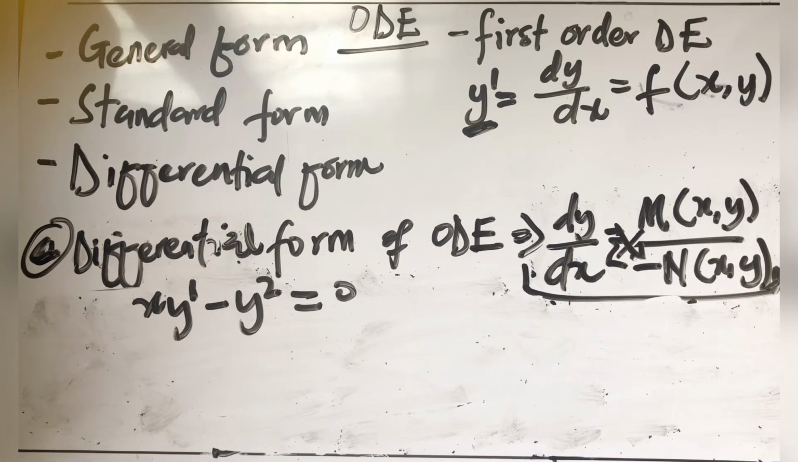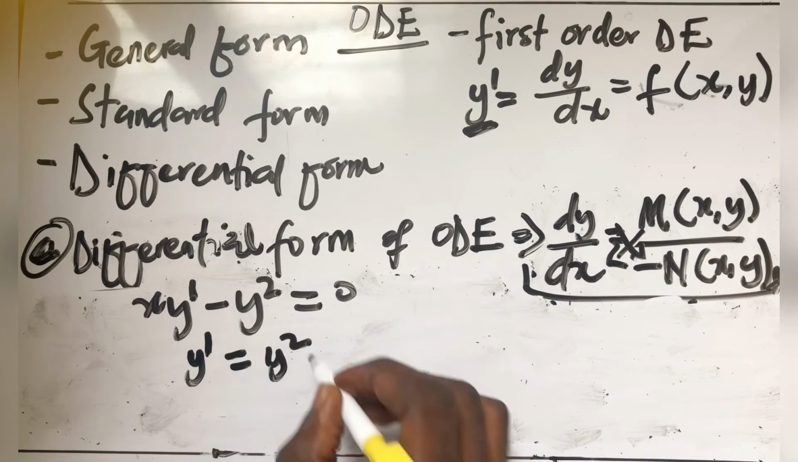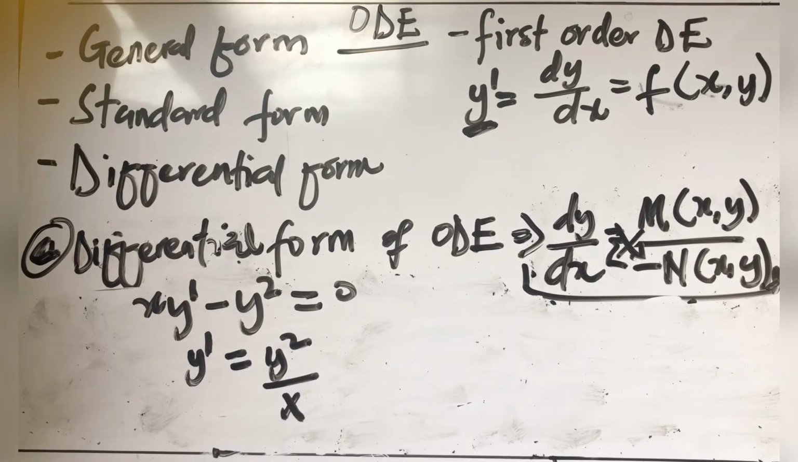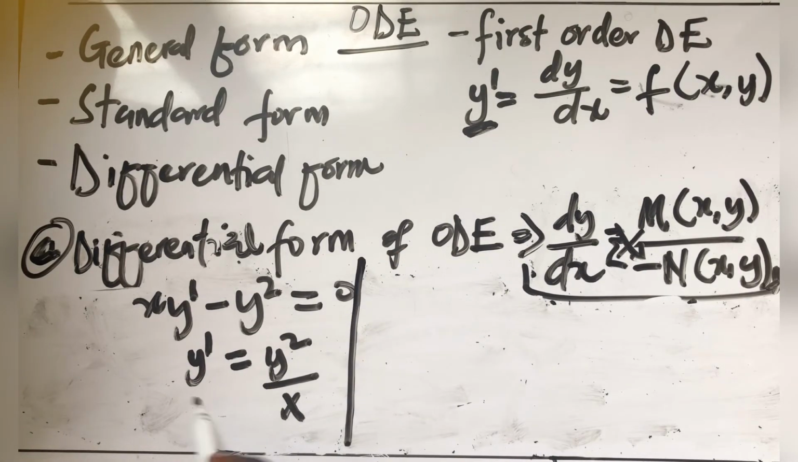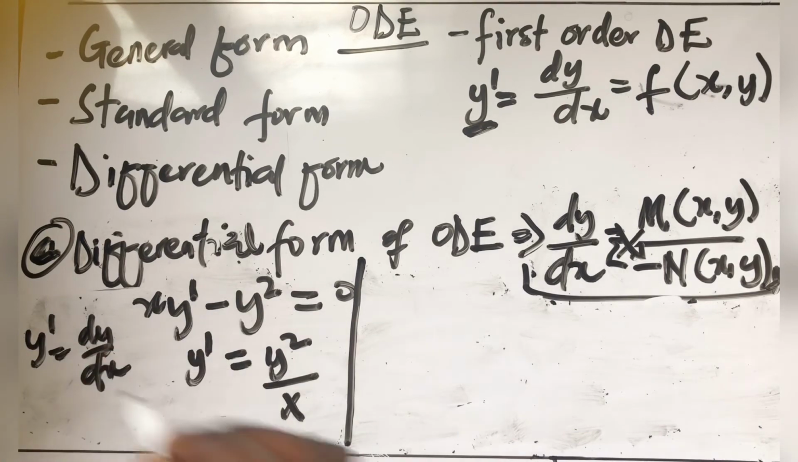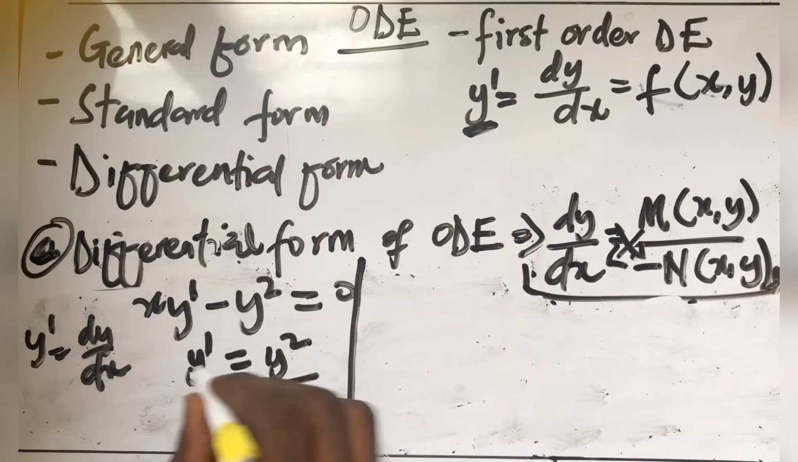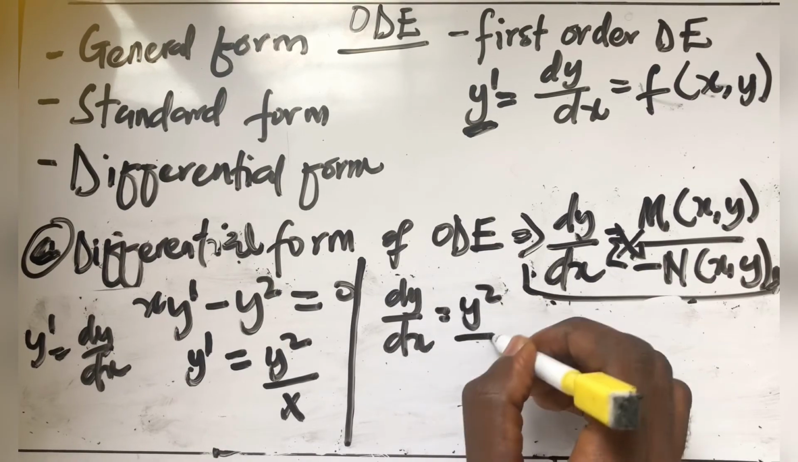All we have to do is just make the y prime the subject. So we have y prime equals y squared on x. So now this is in standard form. Now let's convert this to differential form. Note that y prime is the same as dy dx, so we have dy dx equal to y squared on x.